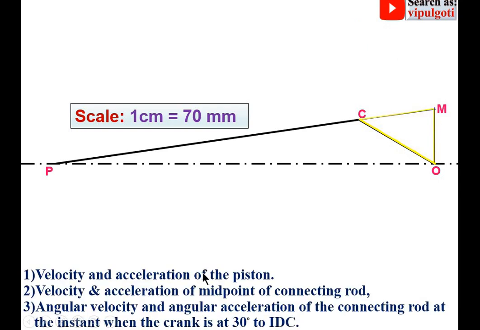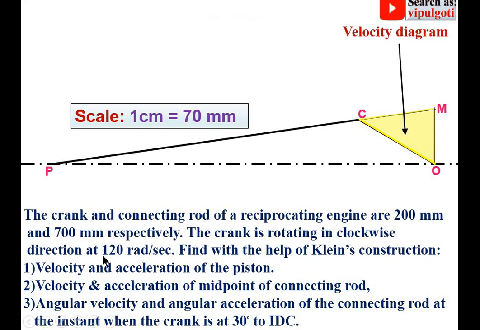These are my different objectives. In our description, we have to find the velocity and acceleration of the piston. So OM vector represents the velocity of piston. You need to remember that OM represents the velocity of piston, and it is always multiplied by omega. If you want to find any one value from the velocity diagram, then it must be multiplied with the omega, where omega is the angular velocity of the crank OC, and that is given to you in your description. It is 120 radian per second.